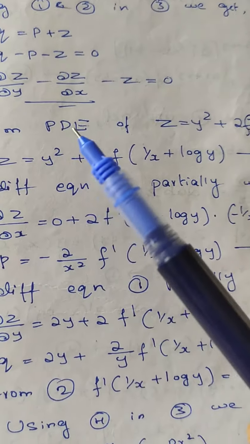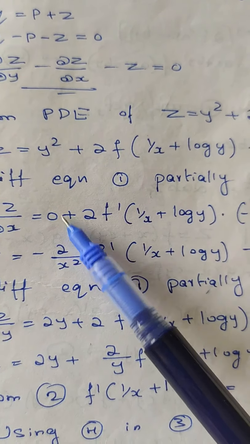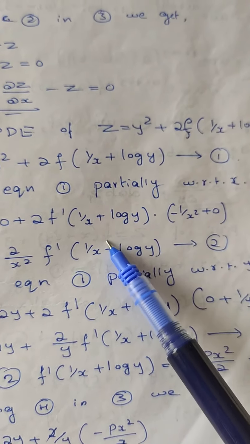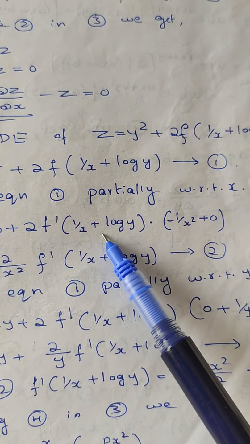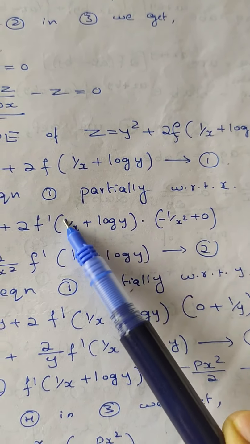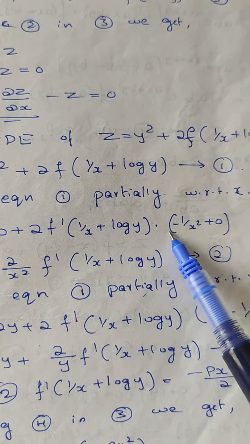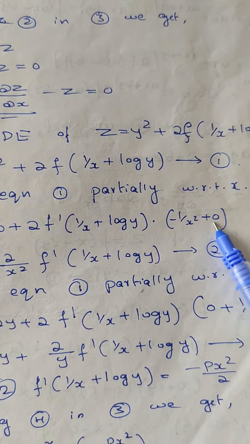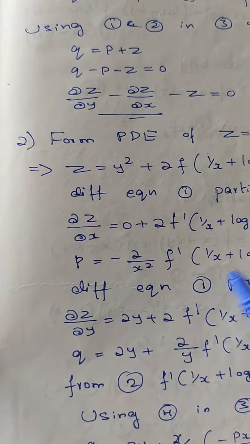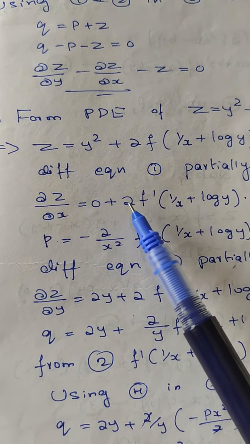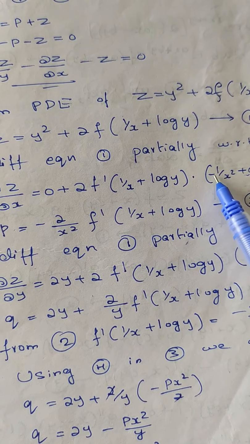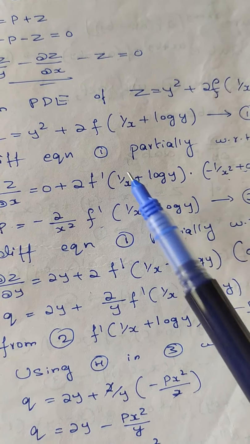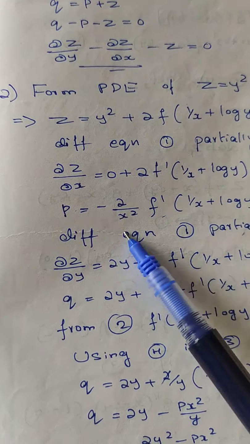Y constant. See, y square is constant, write it as it is. Derivative of f is f dash of 1 by x plus log y, write it as it is, into the derivative of 1 by x with respect to x, which is minus 1 by x square. Y constant means log y is constant, and the derivative of log y is 0. Next, p is y square into f dash with the negative sign, minus y square into f dash of 1 by x plus log y, with x square in the denominator. This is your p.